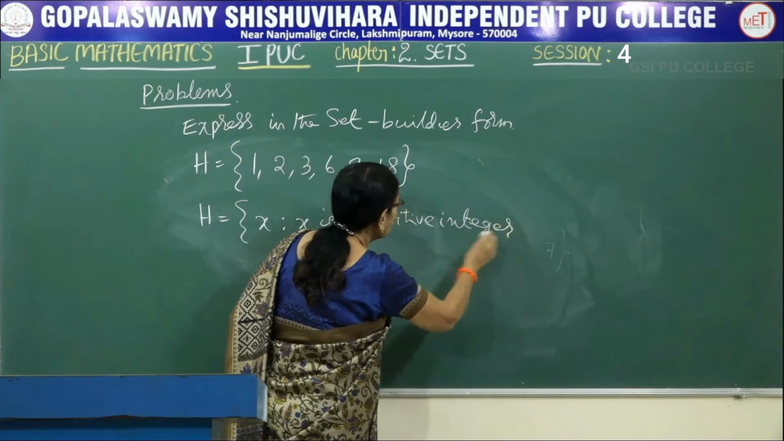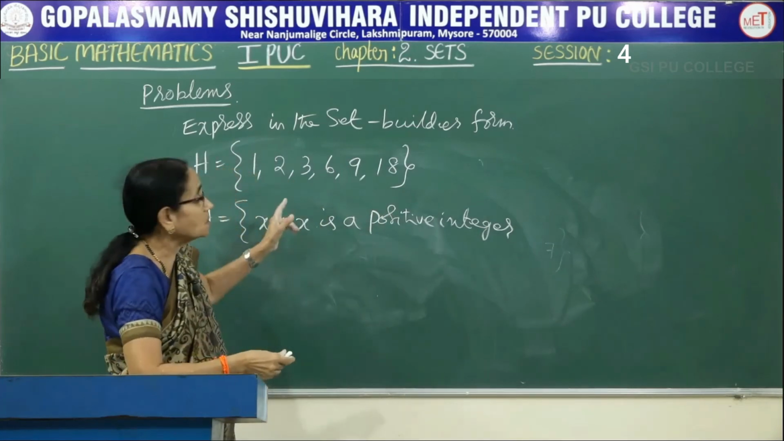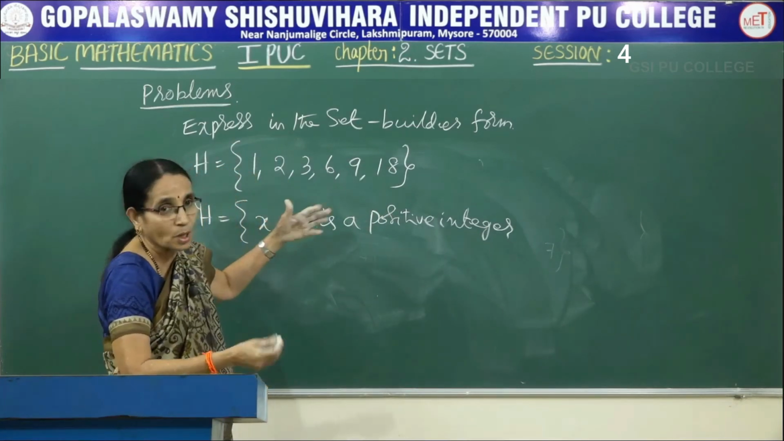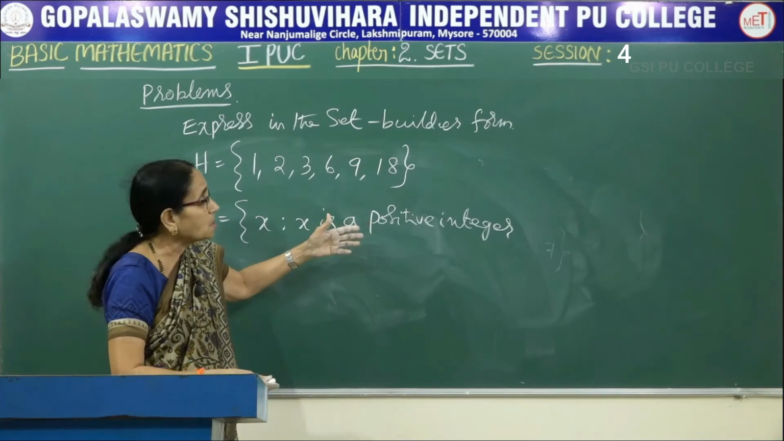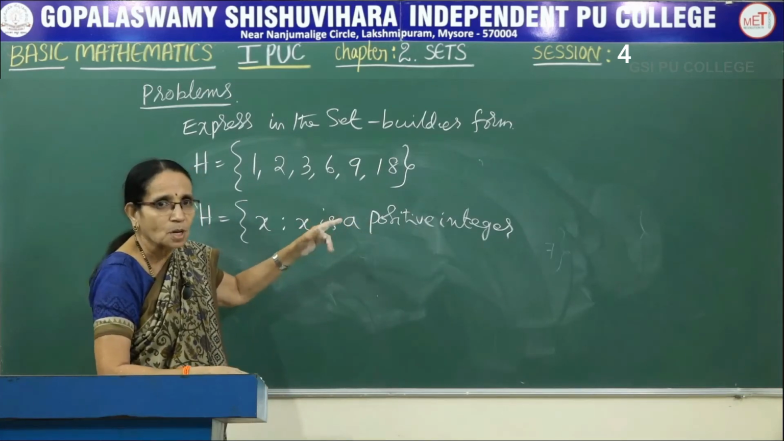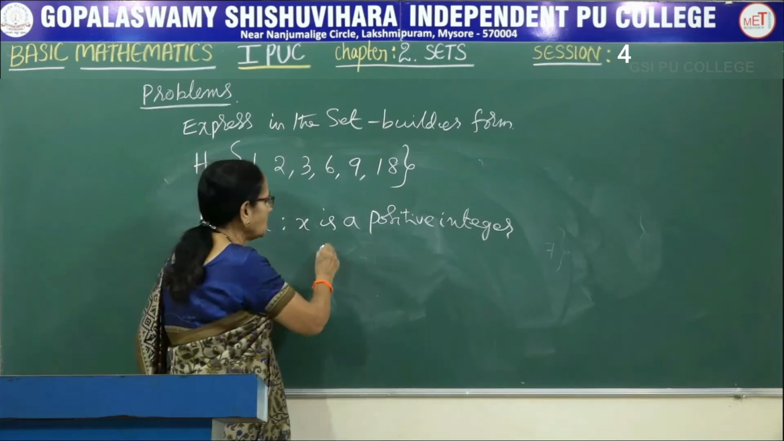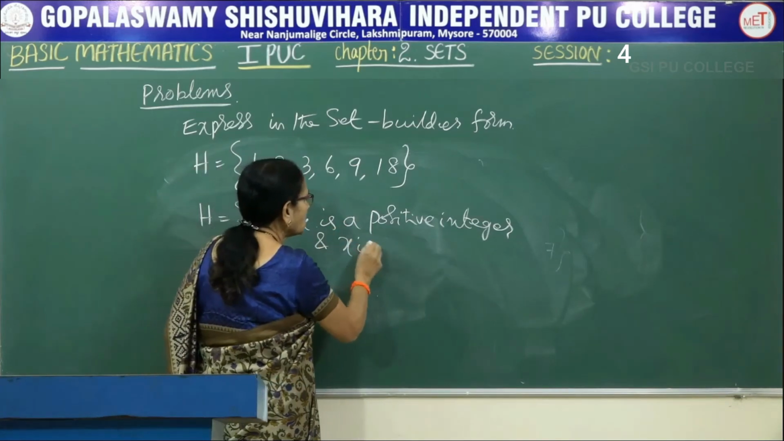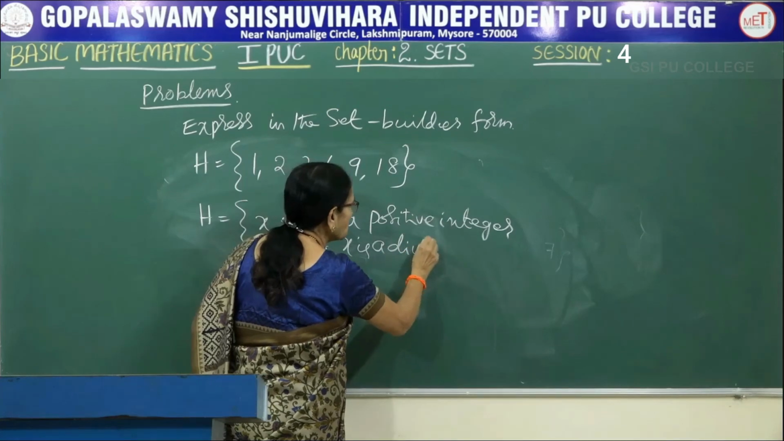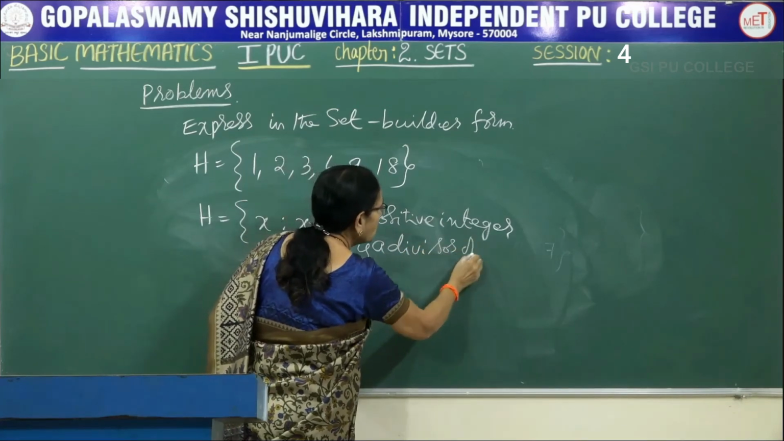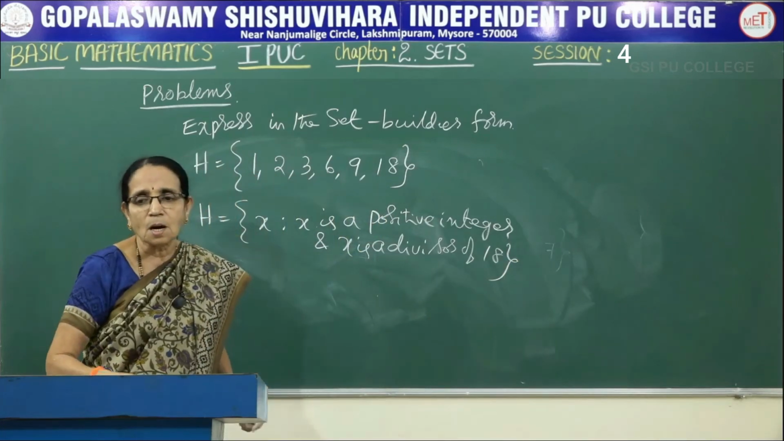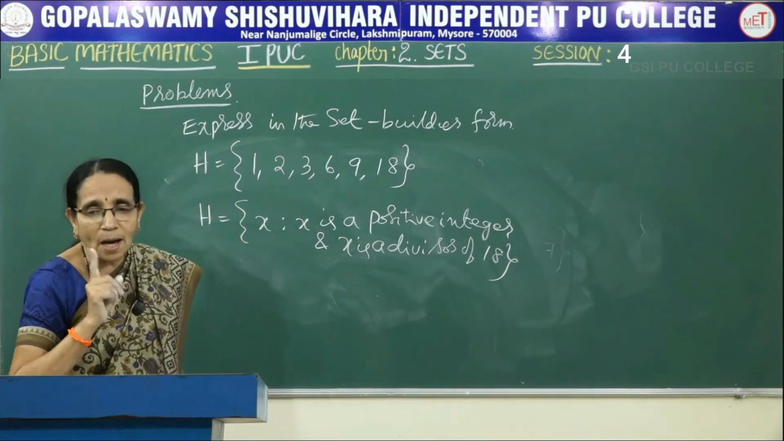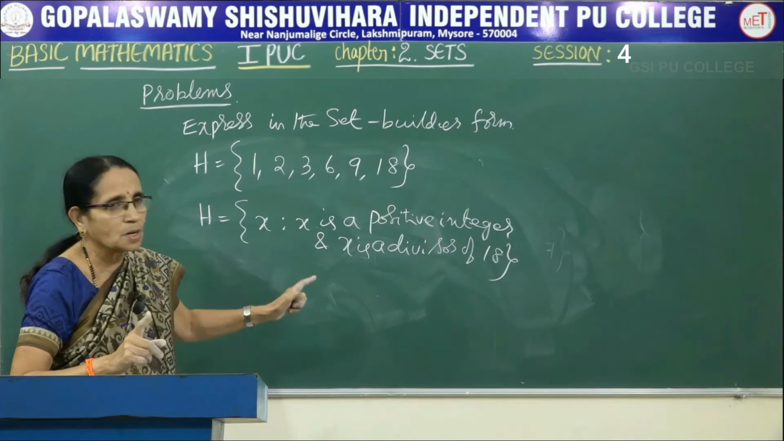Or you can write x is a natural number because we are considering from 1 onwards. So you can write either x is a positive integer or x is a natural number. Even that is also correct. And what is the other condition? X is a divisor of 18.